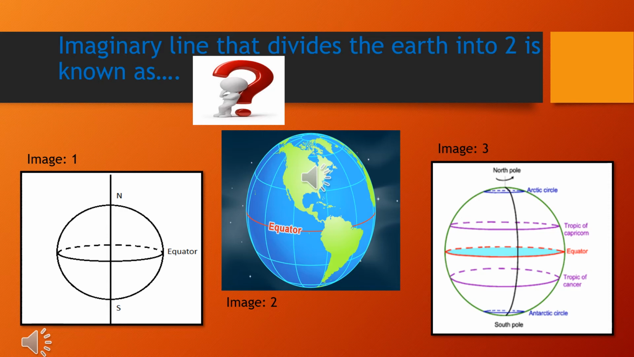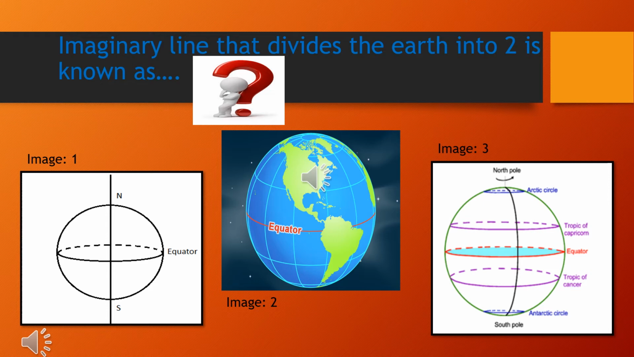So students, an imaginary line that divides the earth into two equal halves is known as? Yes, you are correct, it is the equator. There is an imaginary line running on the globe that divides it into two equal parts. This line is known as the equator.